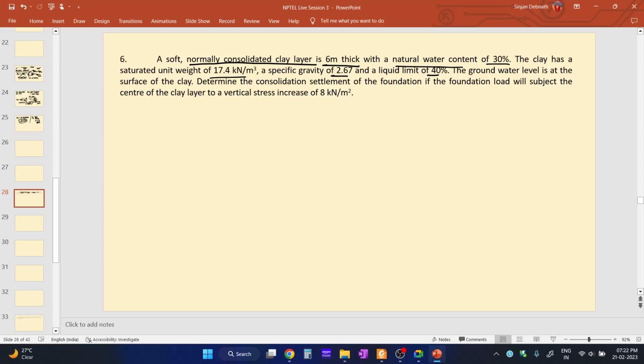If the foundation load will subject the center of the clay layer to a vertical stress increase of 8 kN per meter square. So first of all, let us understand this problem. What is happening?